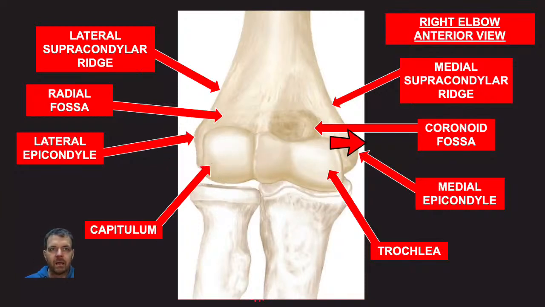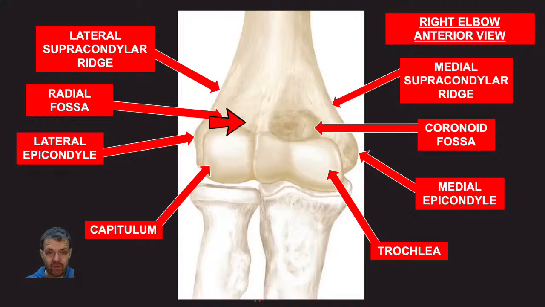Medial epicondyle, which was the bit that we were feeling for the ulnar groove, and then the medial supracondylar ridge, so on the inside above the condyle. All right, so those are all the main bony landmarks looking at the front of the elbow, and a little bit of a clue as to where we're going to go over the next couple of weeks. Hopefully that makes sense.